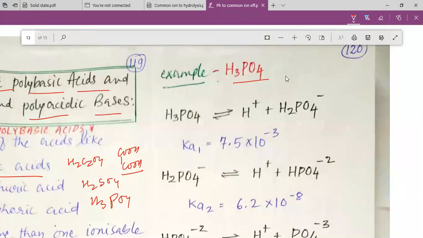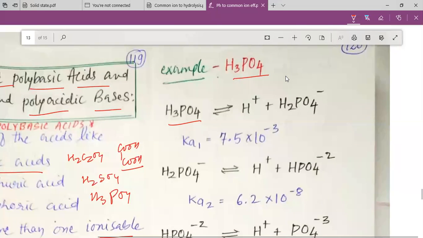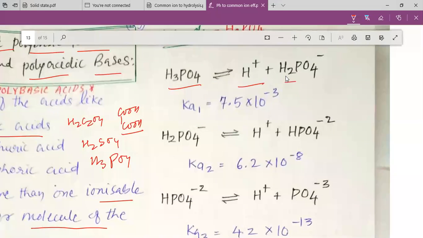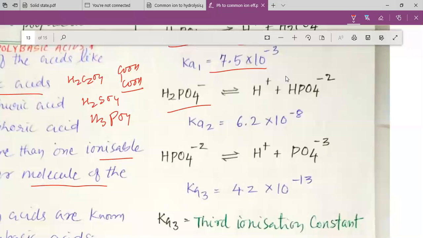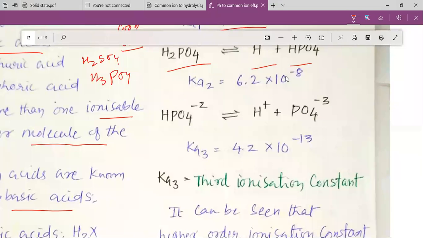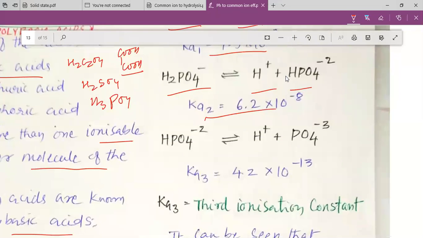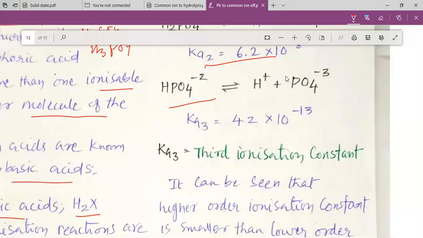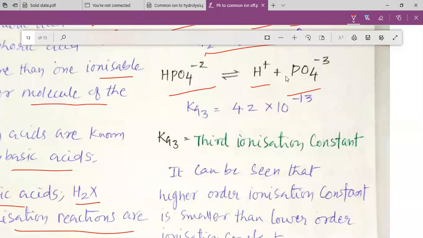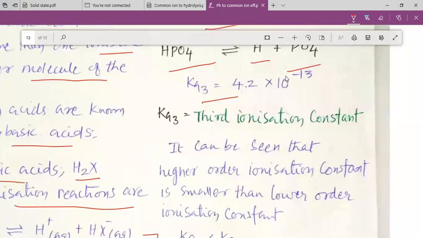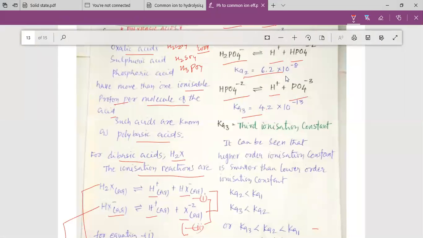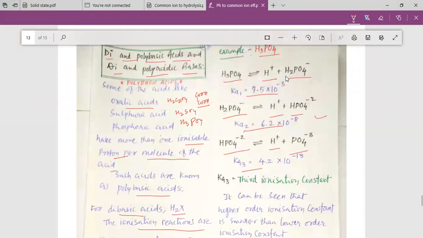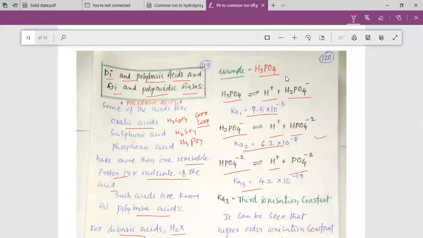Now depending upon this, my dear student, we can understand the example of H3PO4. You can see that H3PO4 first dissociates into H plus and H2PO4 minus. You have the value of Ka1 7.5 into 10 to the power minus 3. Second, H2PO4 minus dissociates into H plus and HPO4 minus 2. We have the value of Ka2 6.2 into 10 to the power minus 8. We have HPO4 minus 2, which gives us H plus and PO4 minus 3. The value of Ka3 is equal to 4.2 into 10 to the power minus 13. So now, my dear students, if you compare these three values of K1, K2 and K3, you will realize that the value of K1 is more than the value of K2, and the value of K2 is more than the value of K3.